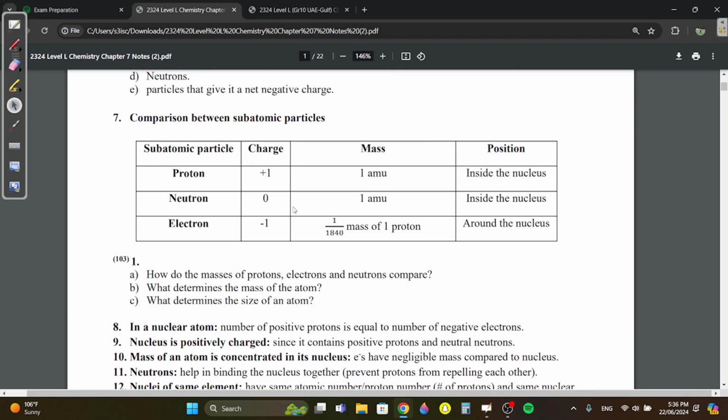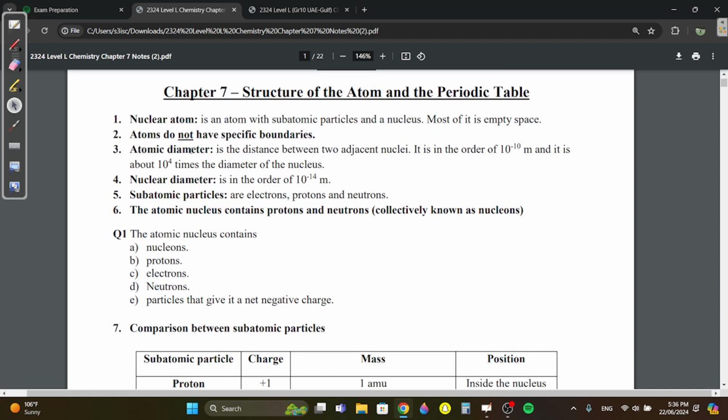And now, before continuing, in case they ask this, the atomic diameter is the distance between two adjacent nuclei. So basically, what's the distance between this nucleus and this nucleus? It's 10 to the power of negative 10, in case it comes. And the diameter of the nucleus, the size of a nucleus, would be 10 to the power of negative 14, in case it comes.